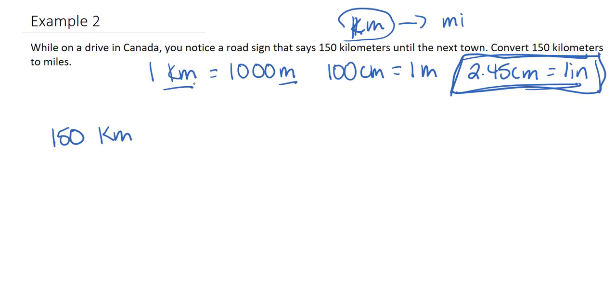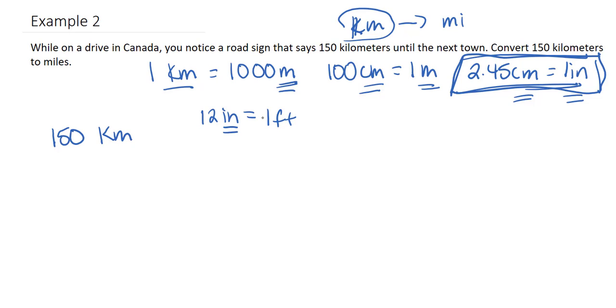If we know that, let's look back. If we can go from kilometers to meters, meters to centimeters, and then centimeters to inches, we're getting closer to miles, because miles is in the SI units. So what do we know? We know that 12 inches is equal to 1 foot, so we just went to feet.